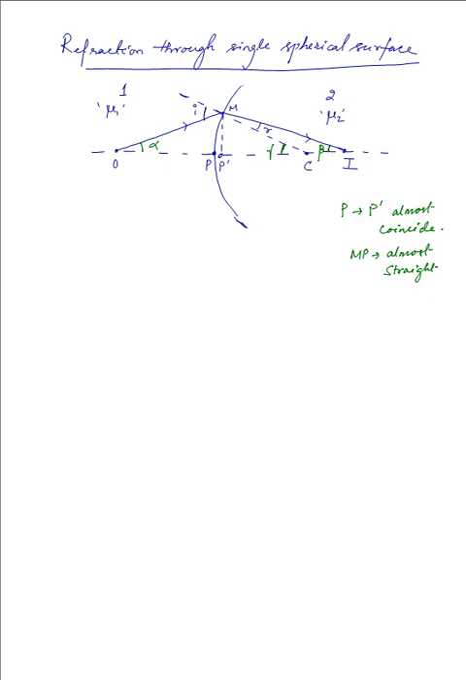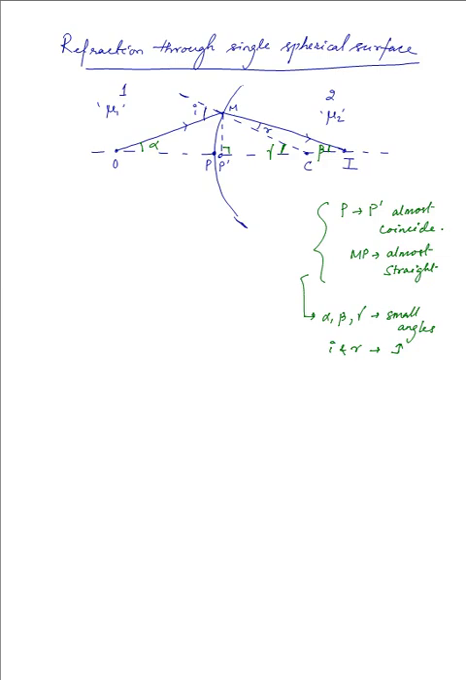That's because the angles involved are really small. Alpha, beta, gamma, they're all very small angles, and so are the angles I and R, that is the angle of incidence and the angle of refraction. They are small angles as well. So taking into consideration the small angles, this MP is almost a straight line, and it's perpendicular to the principal axis, as you can see. So P dash and P, they are almost the same thing.